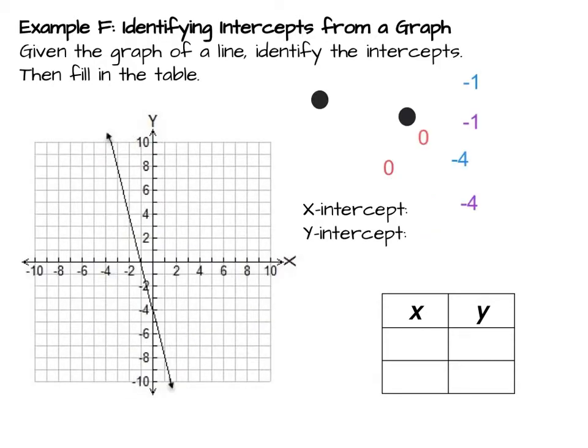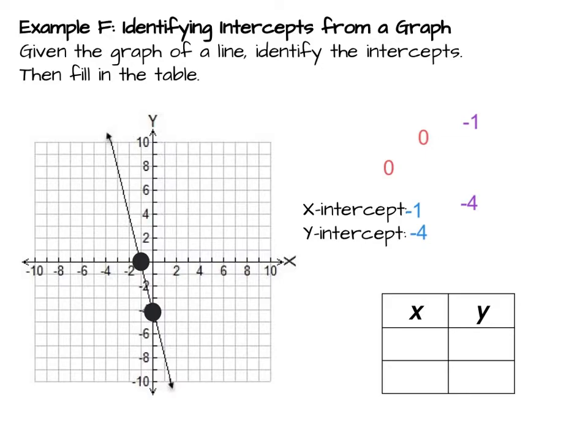So this next example is a little more challenging, but you guys are smart, so I know you can do it. So first, we need to identify where the line is crossing the x-axis. So I see that the line is crossing the x-axis at x equals negative 1. That means our x-intercept is negative 1. Now we have to do our y-intercept. And I see that the line is crossing the y-axis at negative 4. That means our y-intercept is negative 4.